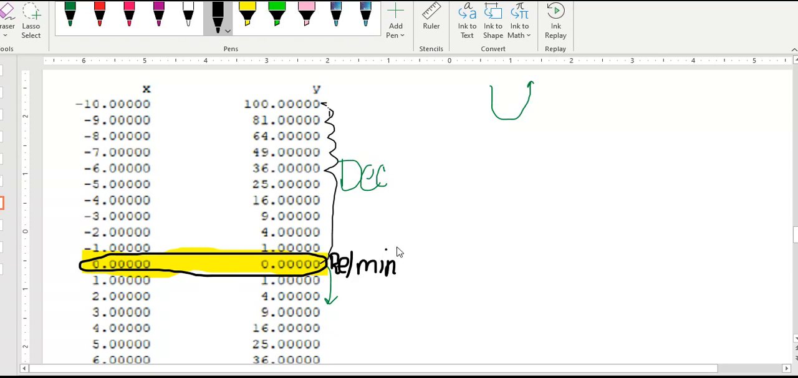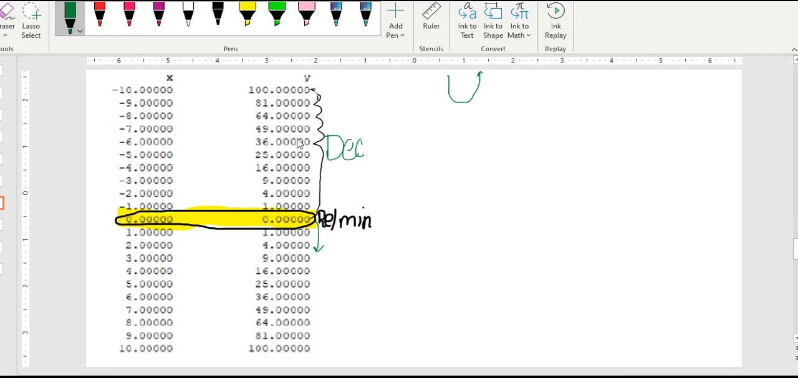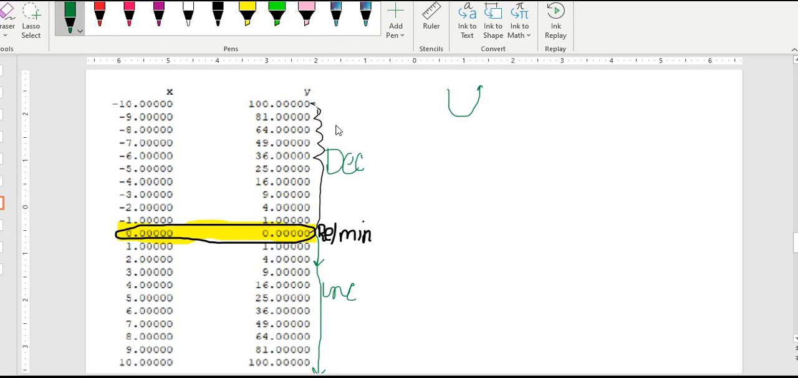And as we follow the y values again on the other side, from 1 to 4 to 9 to 16, they keep increasing. So all this table of values shows us is a relative minimum there at 0, 0. Now we're going to state the end behavior.